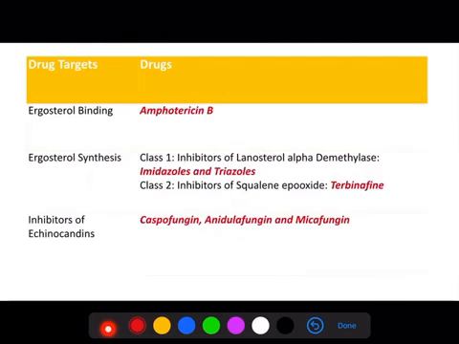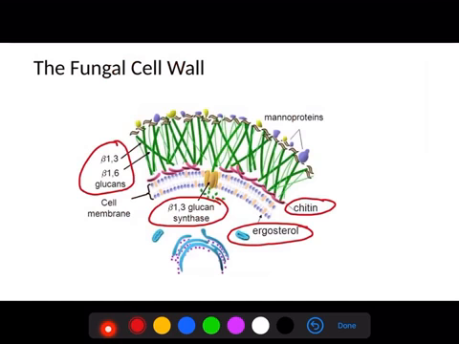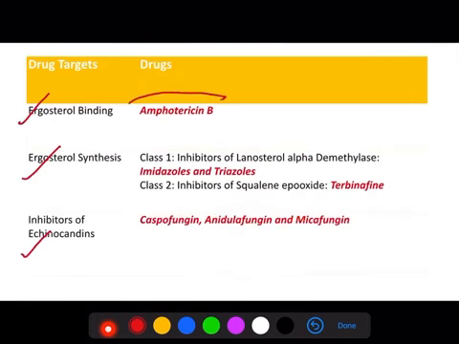Now let us have a look at the drugs. So these are the drug targets. If we look at ergosterol, which we just discussed in the previous slide, it is just like cholesterol in human beings and it is an important drug target. A drug called amphotericin B targets ergosterol binding. That means amphotericin B binds to ergosterol and causes its effects.